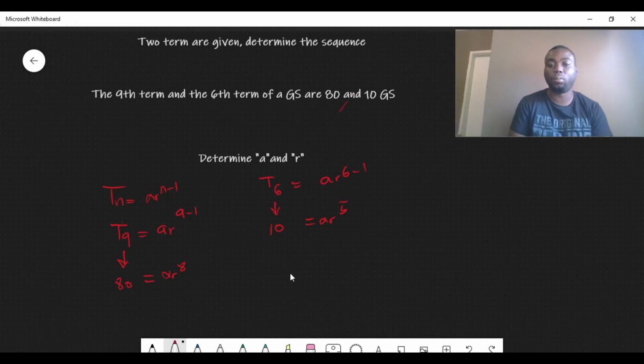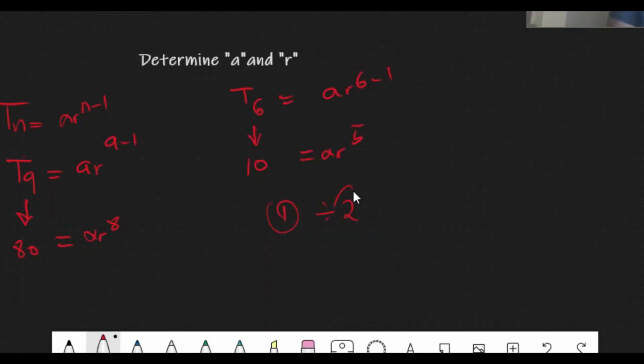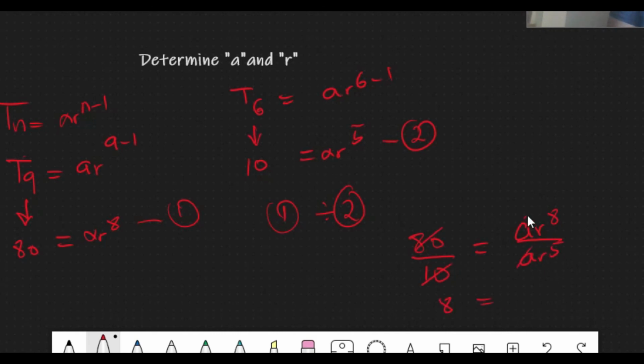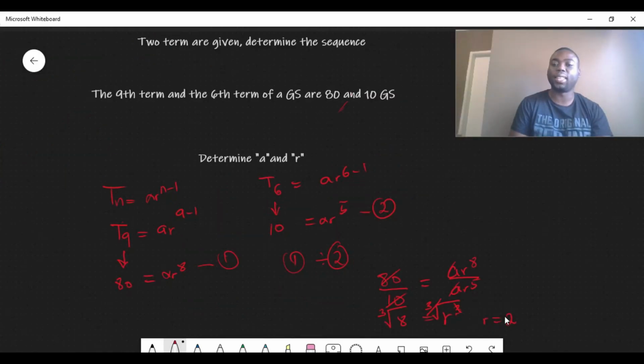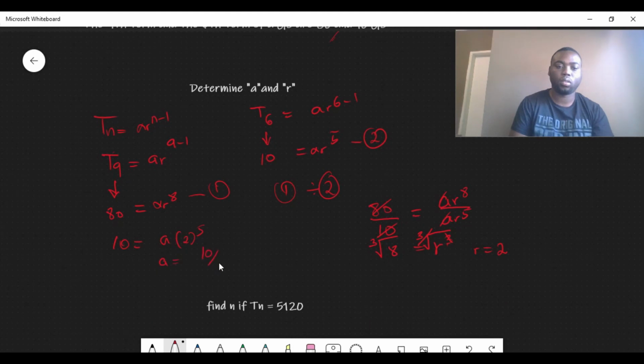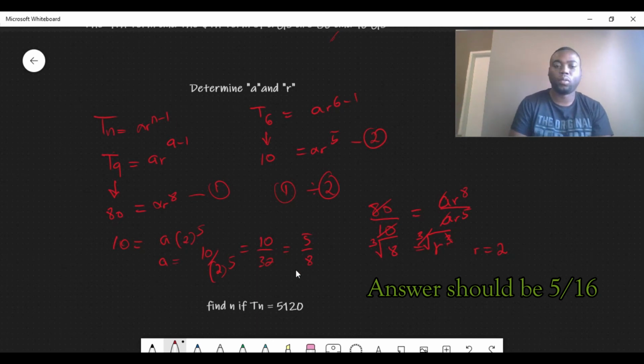I'm going to use the elimination method to try to answer this question, and I do that by dividing equation 1 by equation 2. So now we have the R. To get the A, just like any simultaneous equation, you substitute into either of the two equations. And this exactly will be your answer. So we have our A and we have our R. On to the next one.